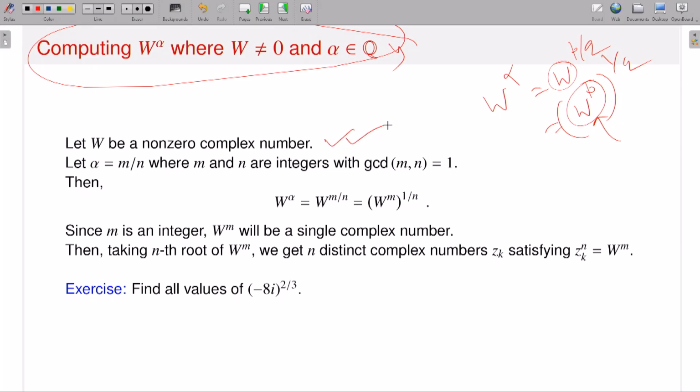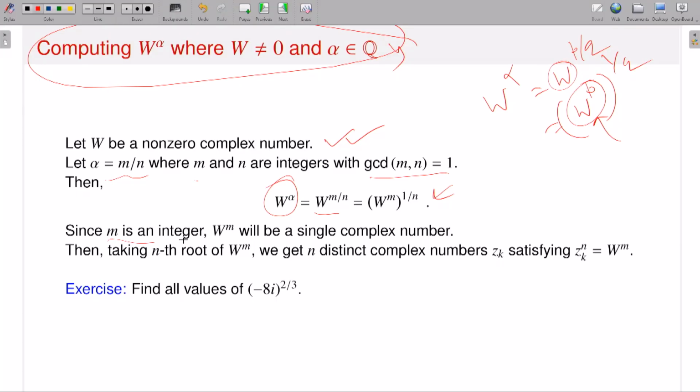Okay, so w is a non-zero complex number. Suppose alpha is rational, of the form m by n, where m and n are integers and GCD is 1. Then w to the power alpha, I can write as w to the power m by n. And this is the same as w to the power m, to the power 1 by n, right? Now, if w is a complex number, w to the power m you can calculate, so that gives another complex number. Then what I am trying to do is find the nth roots of w to the power m. Since m is an integer, w to the power m will be a single complex number, and taking the nth roots of w to the power m gives n distinct complex numbers zk which satisfy this. So same thing, it's very nice.